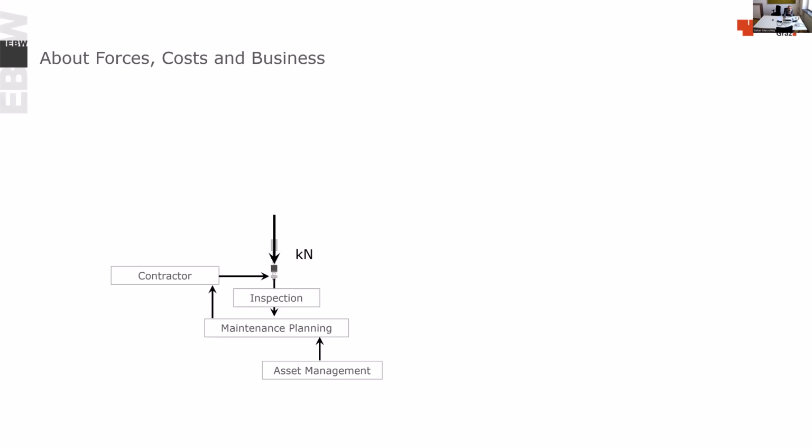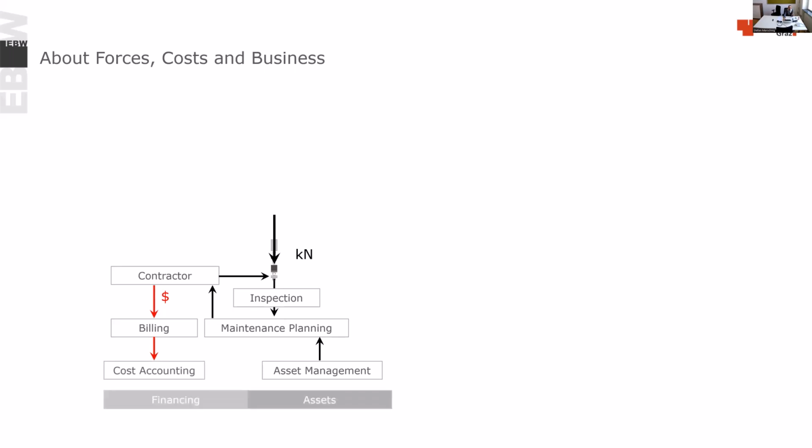Up to here, this is a technical driven process. Then the contractor bills. So there's the first time we have money. This billing runs through the cost accounting of the infrastructure manager, financing, asset management. This is what the infrastructure manager's daily business is about.